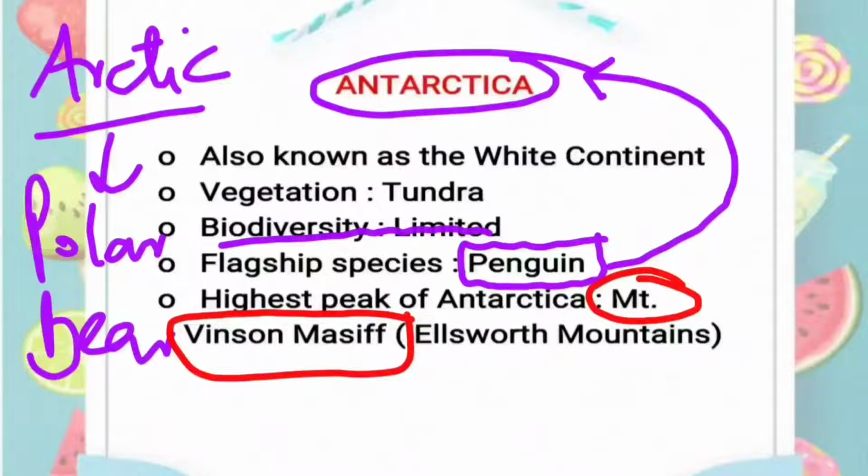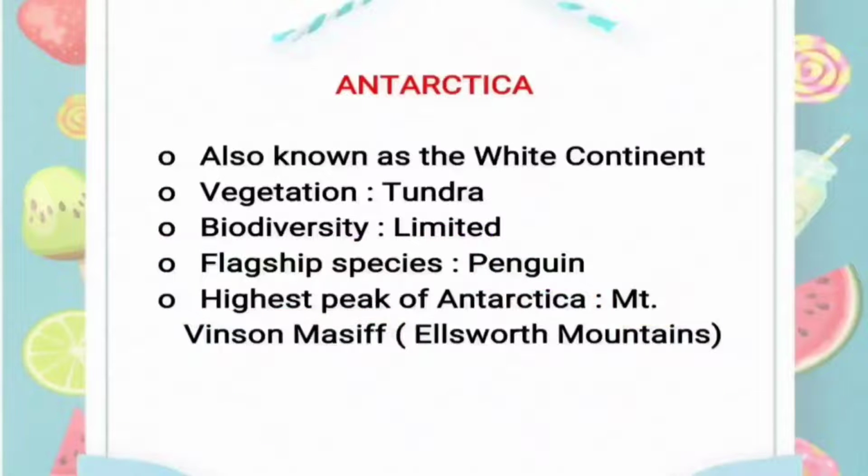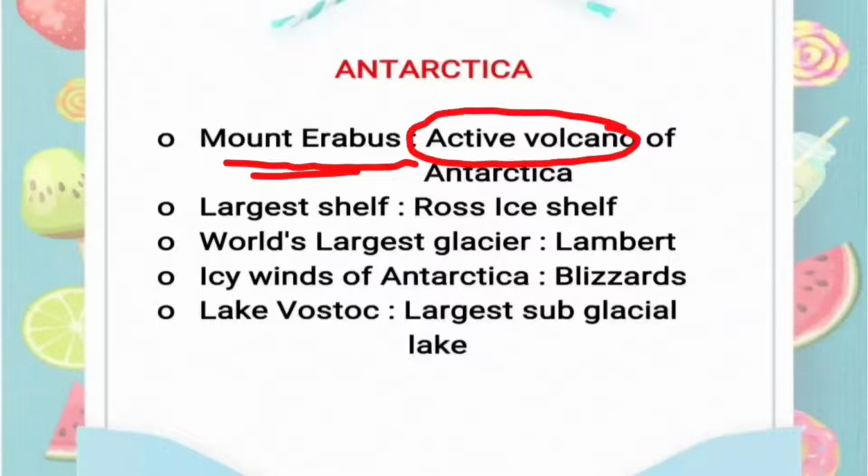The highest peak of Antarctica is called Mount Vinson Massif. It is a part of the Ellsworth mountain range, a mountain range in Antarctica. Moving forward, Mount Erebus is a mountain in Antarctica, and it is the active volcano of Antarctica. The Ross Ice Shelf is the largest shelf of Antarctica.